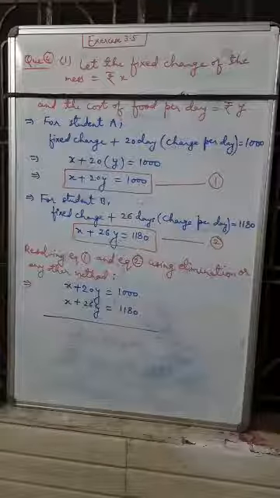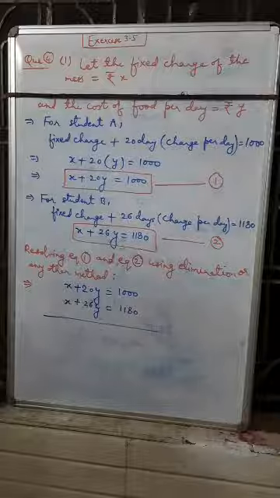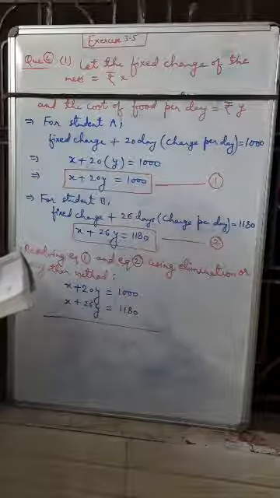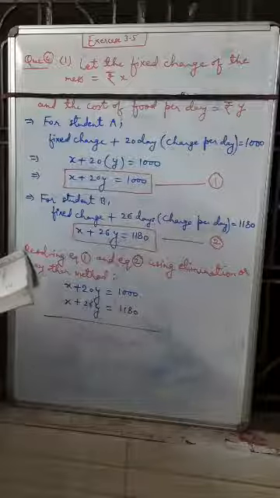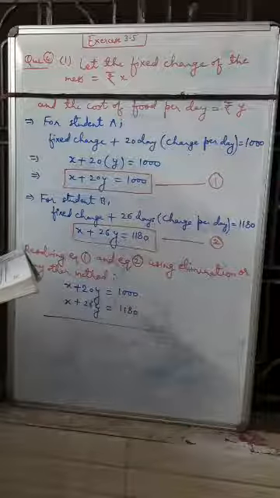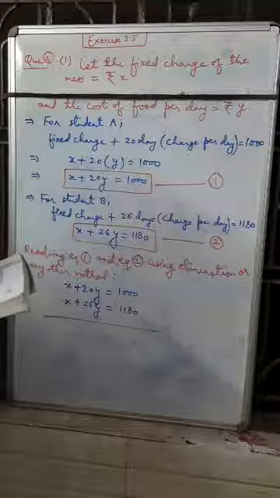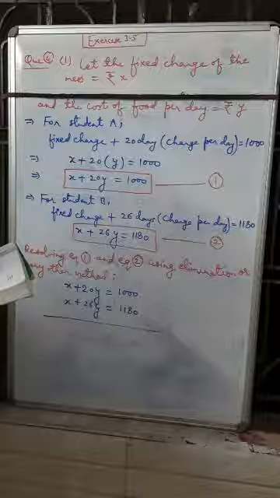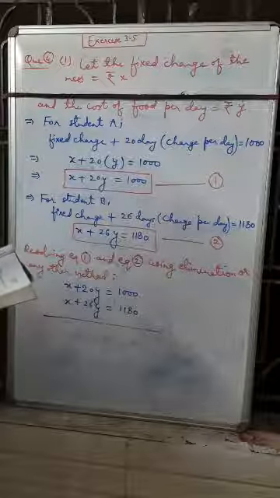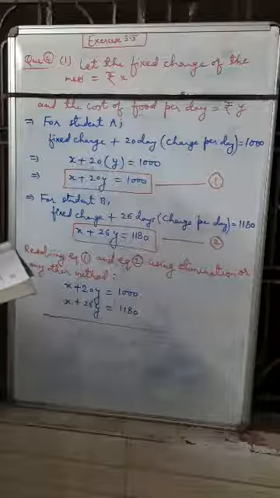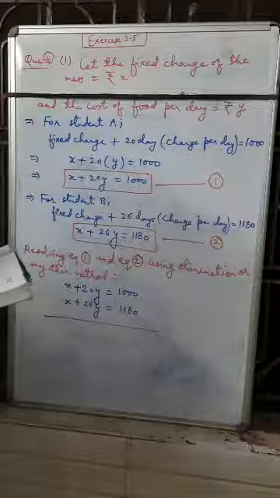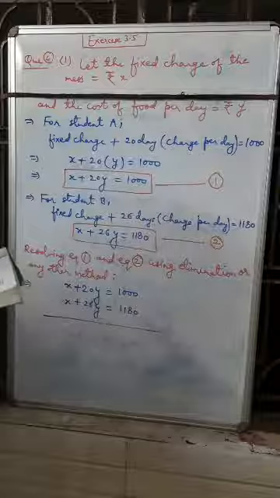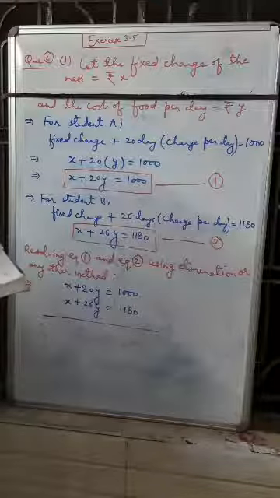Students, now we will solve question number 4.1. Question number 4.1 is that a part of monthly hostel charges is fixed and the remaining depends on the number of days one has taken food in the mess. When a student A takes food for 20 days, she has to pay rupees 1000 as hostel charges, whereas a student B who takes food for 26 days pays rupees 1180 as hostel charges. Find the fixed charge and the cost of food per day.